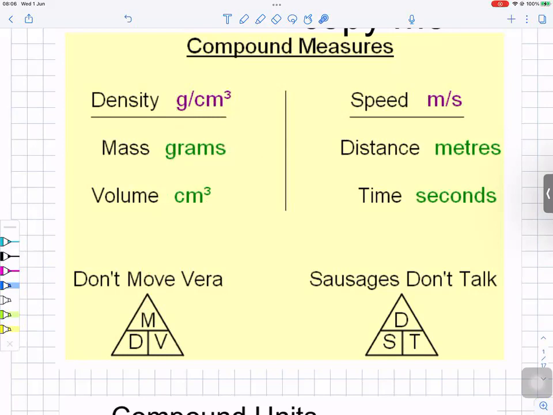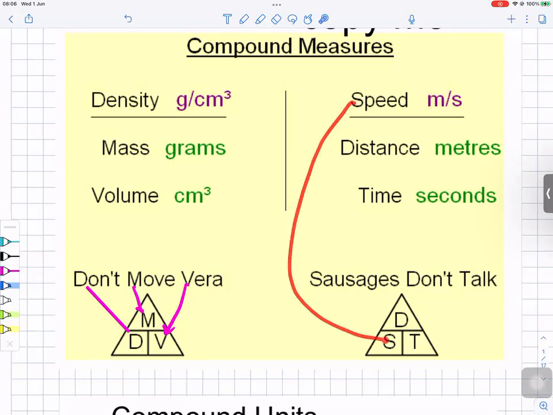And the way I remember it is I use something which makes it funny. "Don't move Vera." So the D is for the density, "move" for M, and "Vera" for V. It doesn't make sense, but it helps me remember it. Don't move Vera.